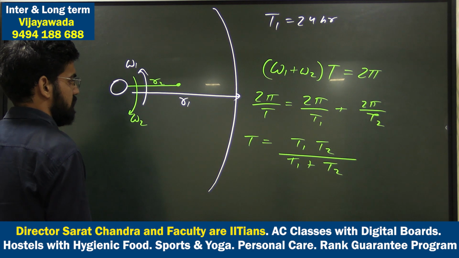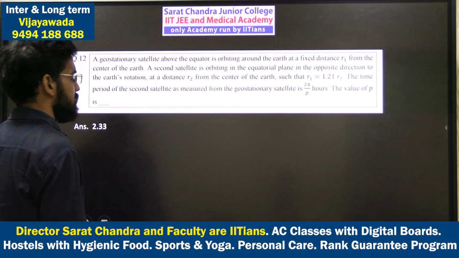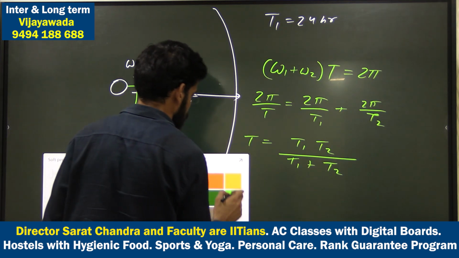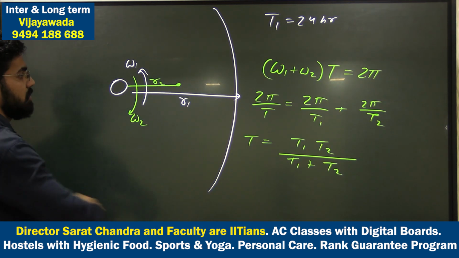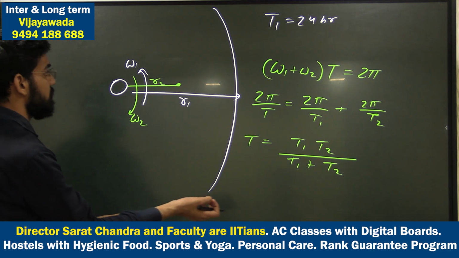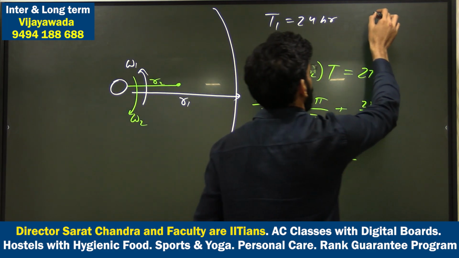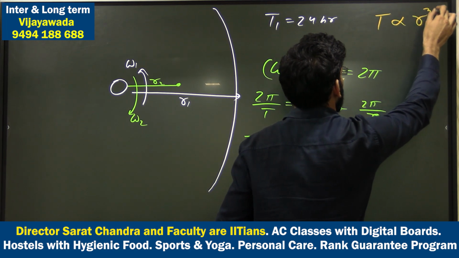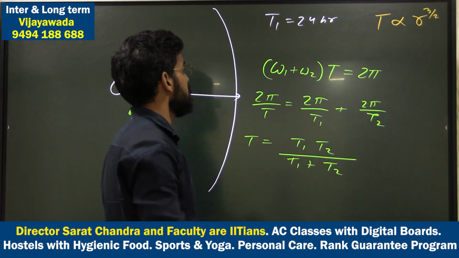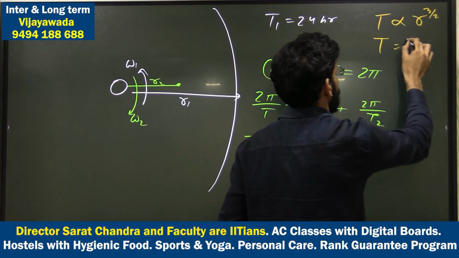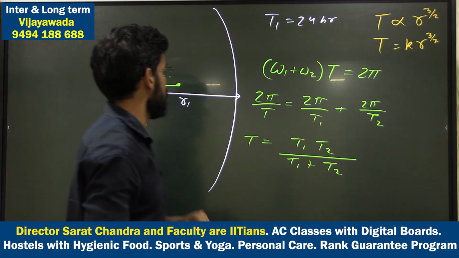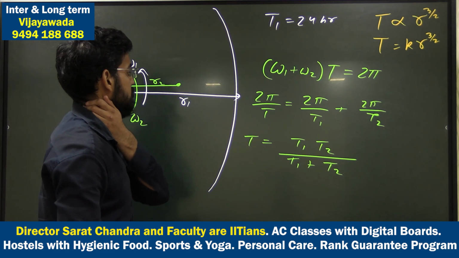Now I have to get the T1 and T2, but I know the radius, right? So for that also we have one solution, Kepler's law use. So Kepler's law, what we can say, Kepler's law we can say that time period is proportional to r to the power 3 by 2, right? So by that we can say time period is nothing but k times r to the power 3 by 2, okay, always. So k is constant, so that will be constant for all of them.